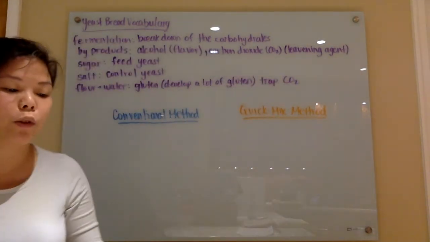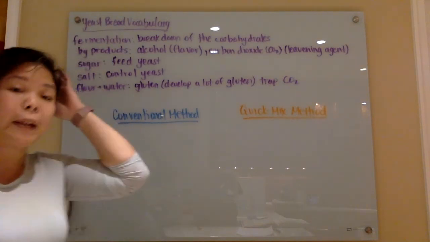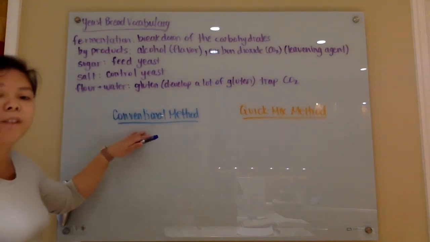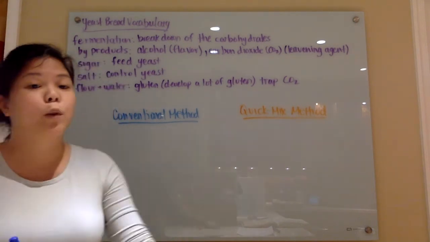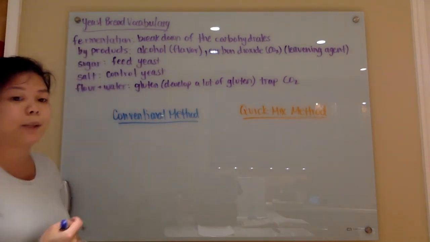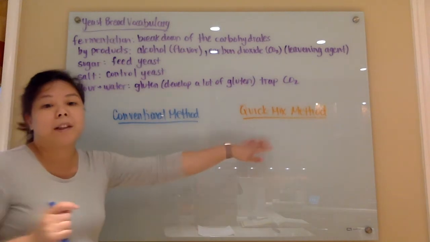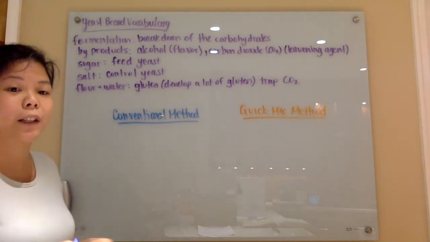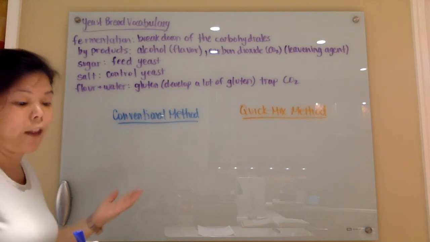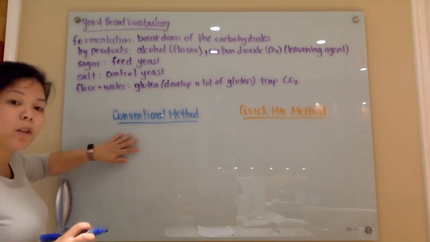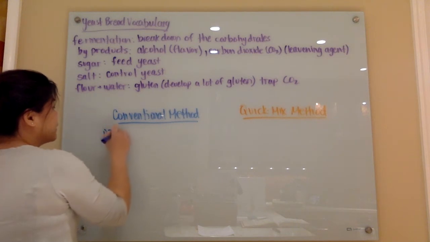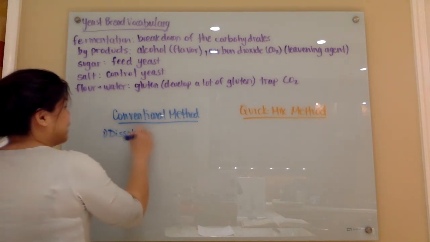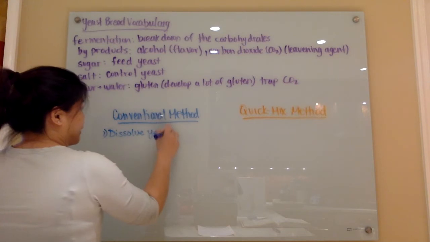We're going to talk about two types of mixing methods. We have what we call the conventional method, and then we have the quick mix method. You can make any yeast breads using either method, but there are some advantages to one versus the other. So in my conventional method, we are going to first dissolve the yeast that we have into water.